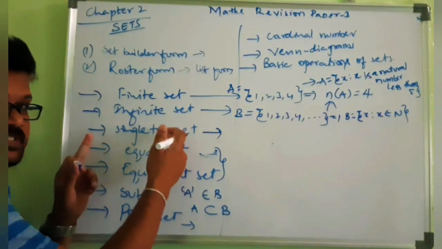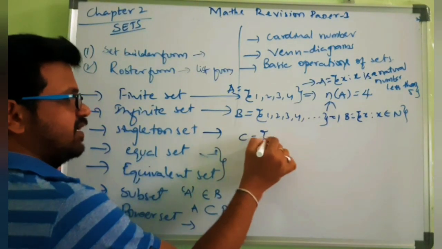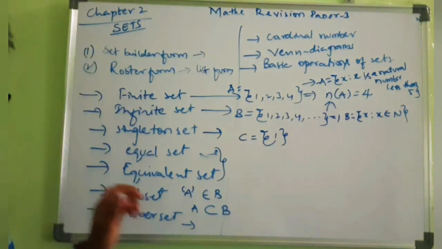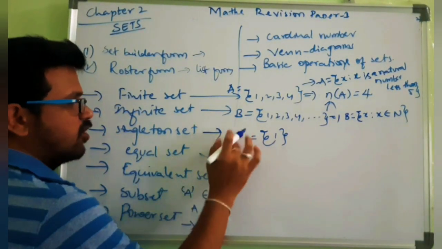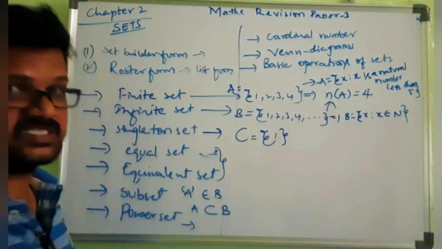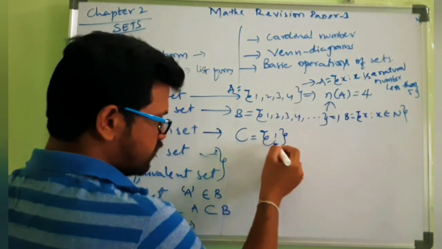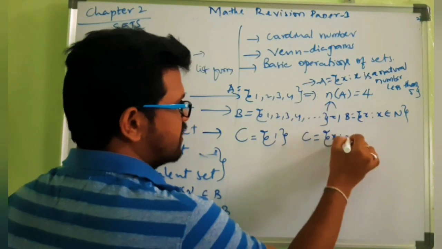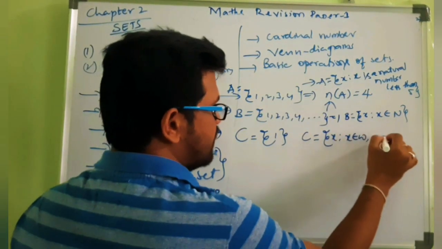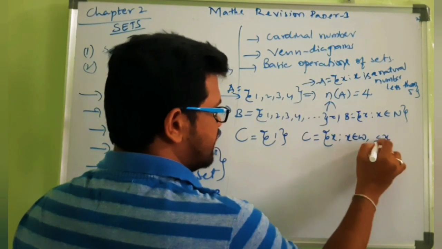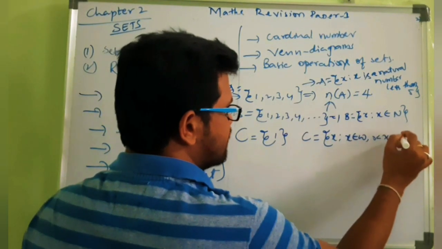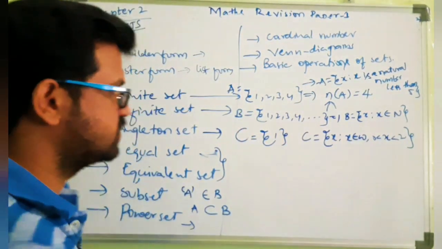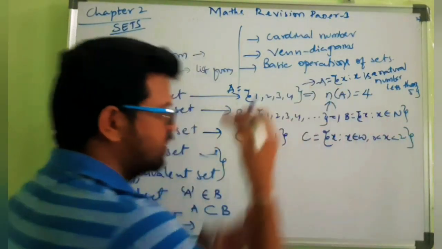Next, example for singleton set. Set C is equal to, for example, 1. Here you keep in mind that always these sets we have to represent with capital letters. So this one, roster form, we can convert into set builder form. C is equal to x such that x belongs to whole number, where x is greater than 0 and less than 2. Any roster form we can convert into set builder form. This is roster form and this is set builder form.